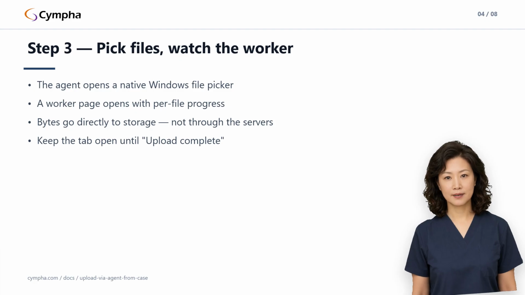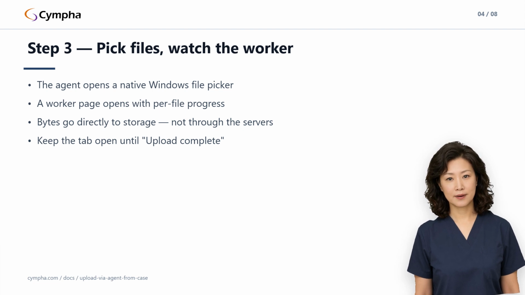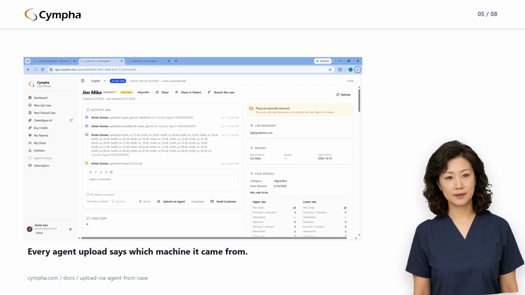When the worker tab reads Upload complete, switch back to the case page and look at the activity log. Near the top, you'll find the new entry: your name, the file name, and then the part that makes this feature auditable, the suffix "via Cympha agent," with the workstation's machine name in parentheses. That suffix is what distinguishes an agent upload from a browser upload by the same person.